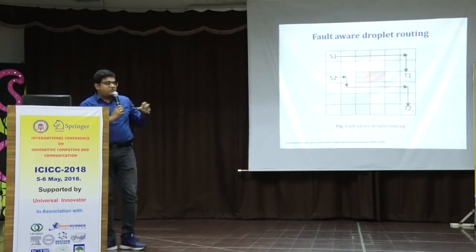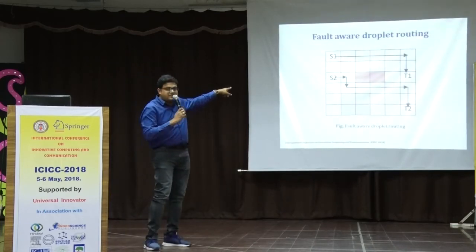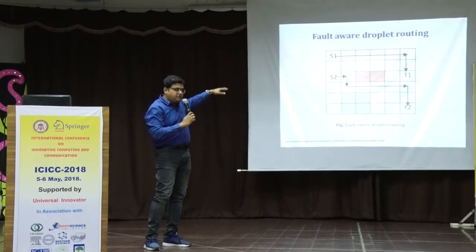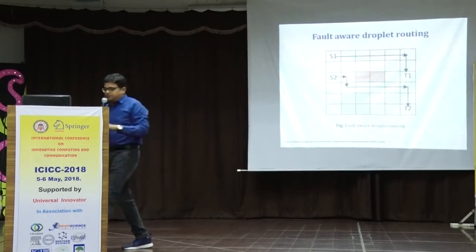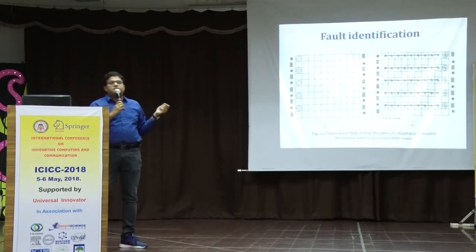What is the fault-aware routing? You can see in this diagram that suddenly you came to know the red region has encountered a fault. So whenever you route your droplet, you need to bypass it, if possible. And this is the fault identification mechanism used.